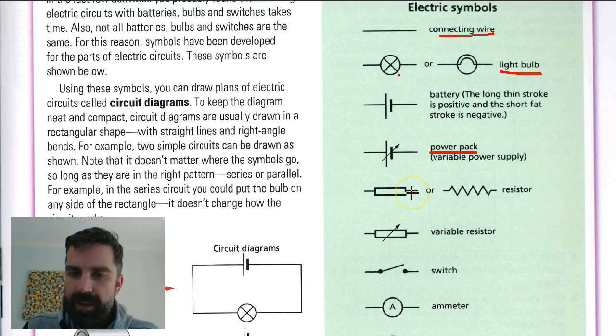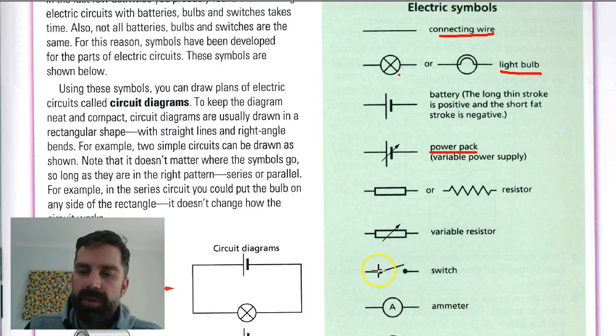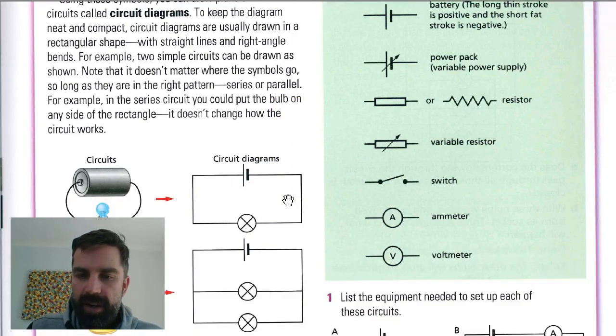For a resistor, which is like a little device that provides electrical resistance, you can either have a little rectangle or this zigzag line. A variable resistor has got an arrow through it. That's where you can change the resistance. A switch is these two little circles with a line in between representing the switch. For an ammeter, we have a circle with an A in it. And for a voltmeter, we've got a circle with a V in it.